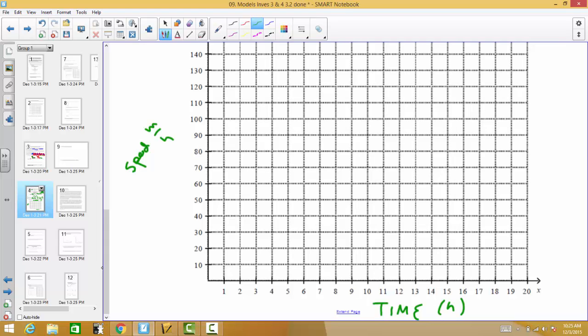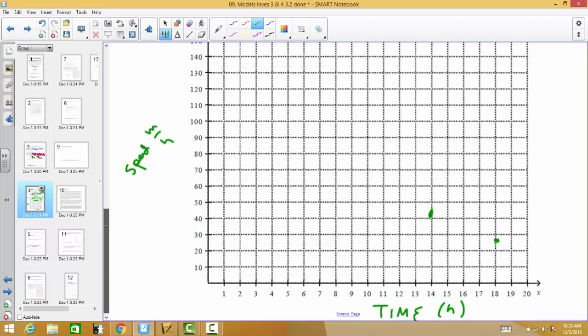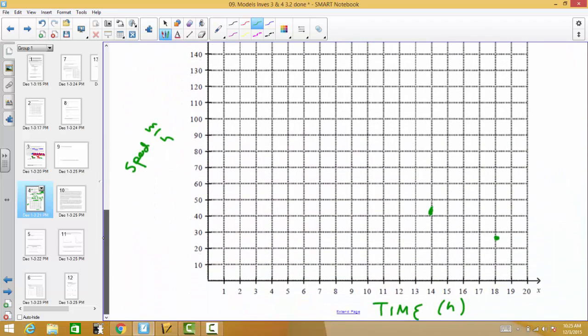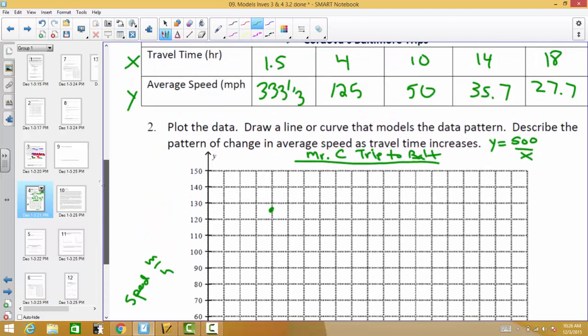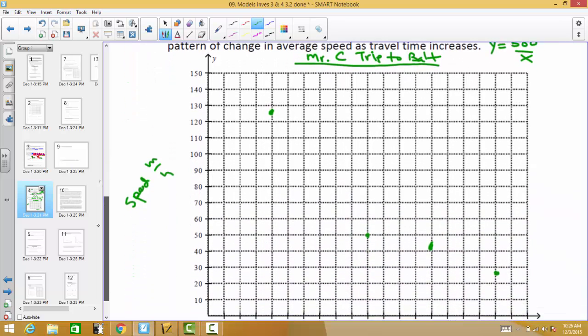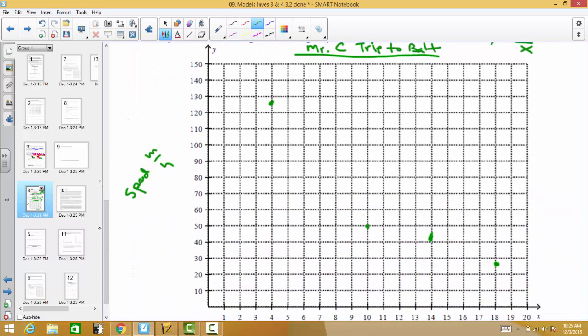So 18 gives 27.7. 14 gave 35. 10 gave 50. 4 gave 125. And 1.5 gave 333, which is totally off this graph. So it's like way up here. So this is going to come swooping down, oh boy, and it should flatten right out. And it really should hit all these points.